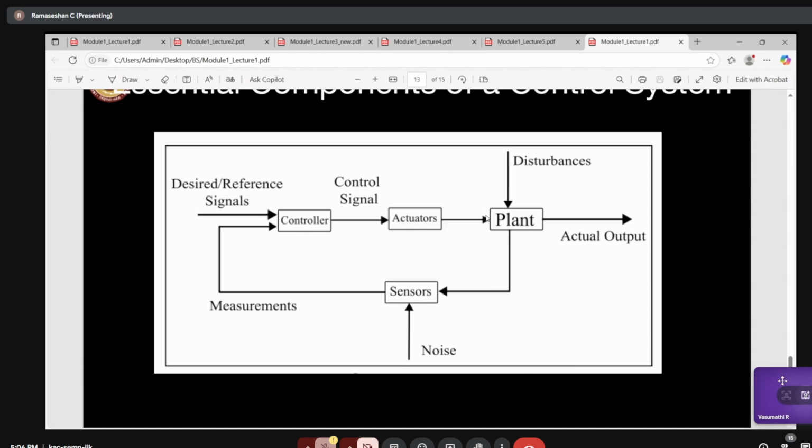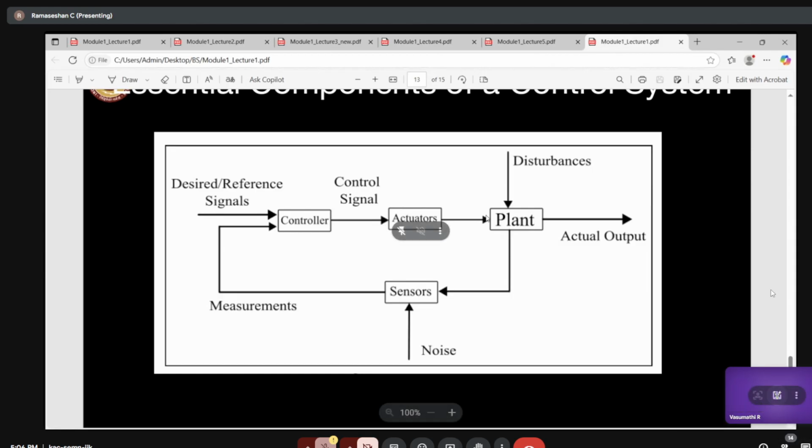Now, in an open loop system, you just give the voltage in the expectation that you get some RPM. But in closed loop, you actually measure the RPM using a sensor and then compare it to the desired RPM. And then based on that, you decide what voltage you should give.